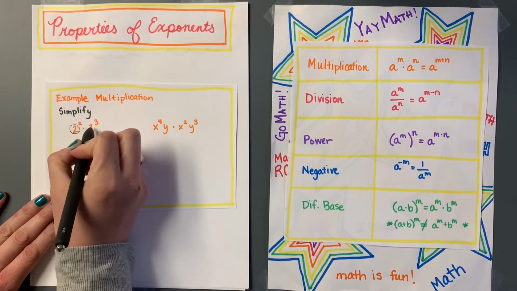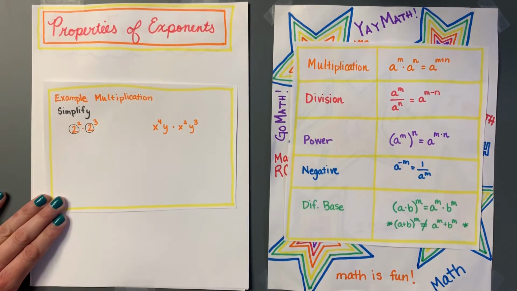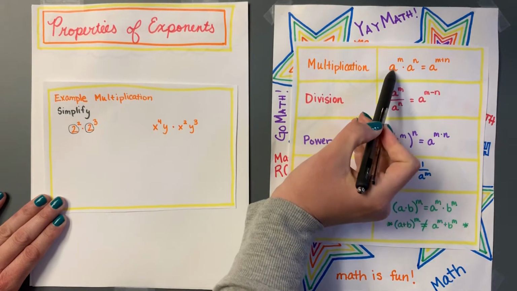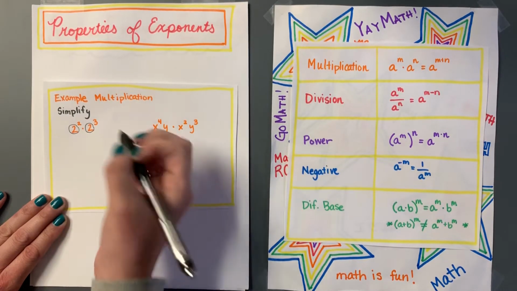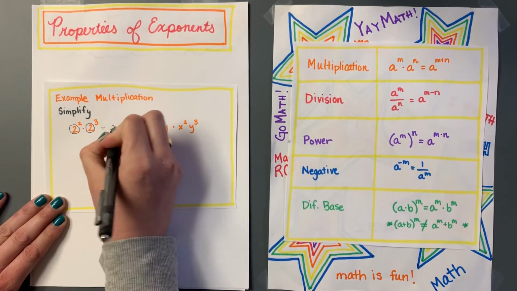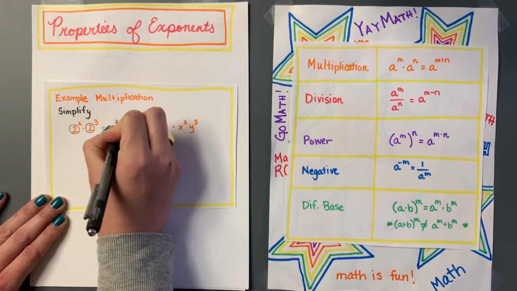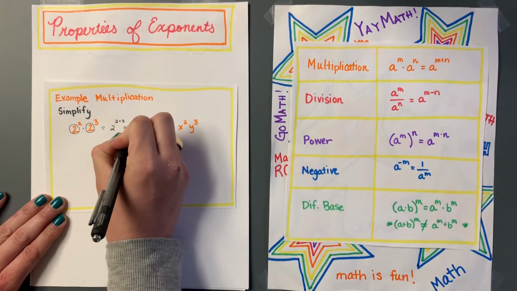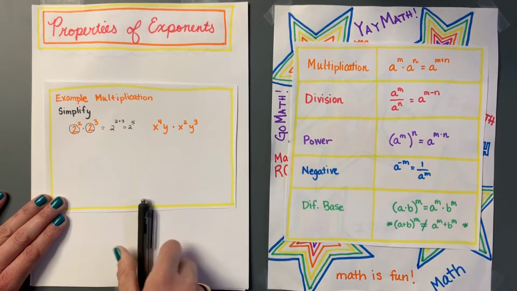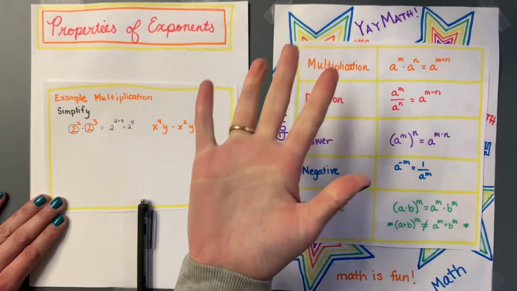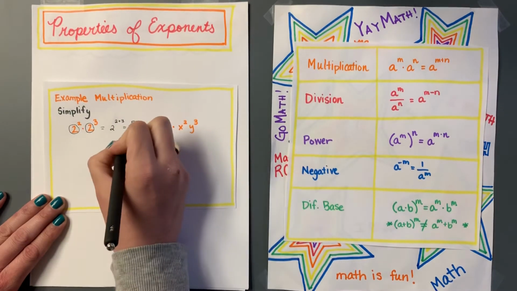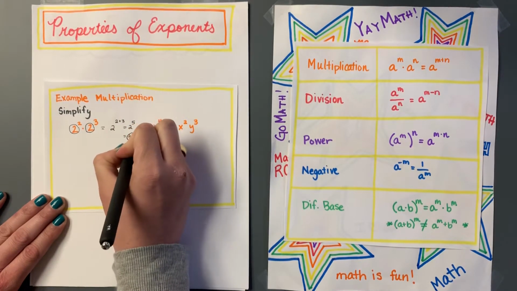So you'll notice that 2 and 2, these are the same base. So I have a base raised to an exponent times the same base raised to another exponent. This means that I can rewrite this as 2 to the 2 plus 3, which is 2 to the 5th. So 2 to the 5th is 2, 4, 8, 16, 32. So I get that this is 32.